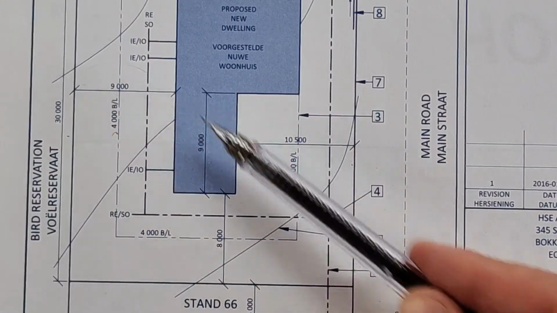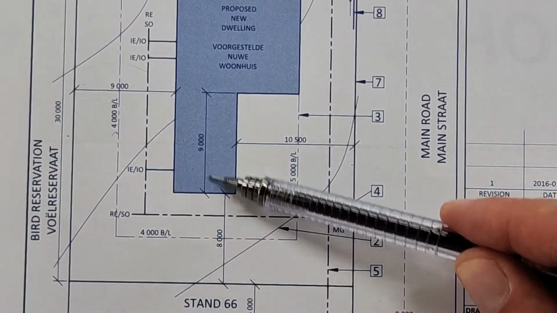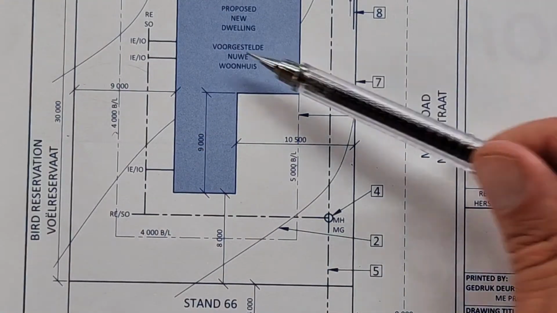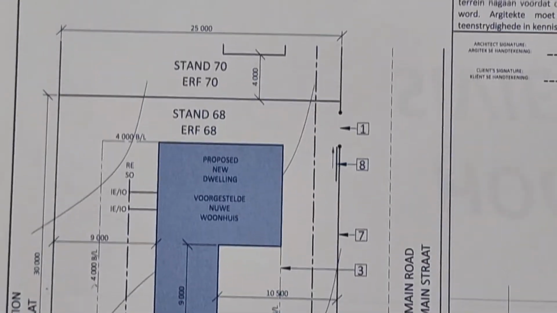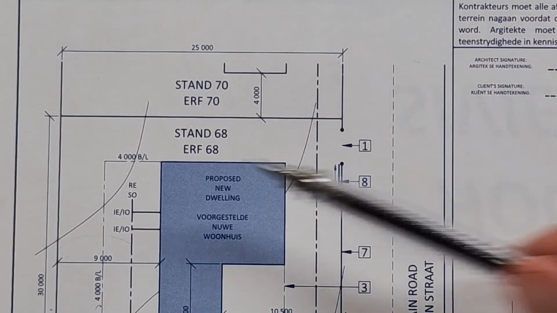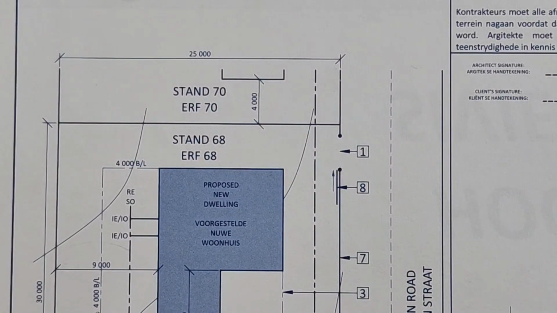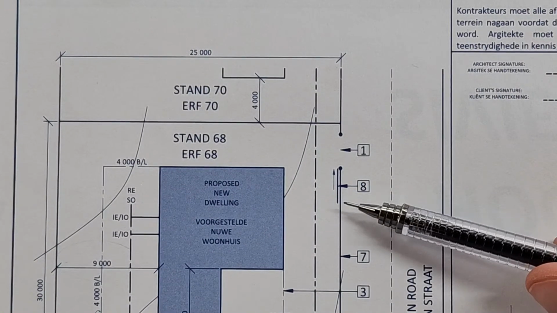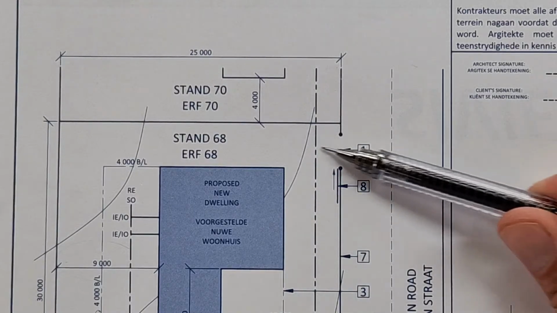So the position of that we can determine. We can determine the basic lengths of the walls, and it's clearly indicated as the proposed new dwelling, and the stand number, and then the adjacent stand. So there's really not much new here compared to grade 11. There we have our sliding gate and our entrance.